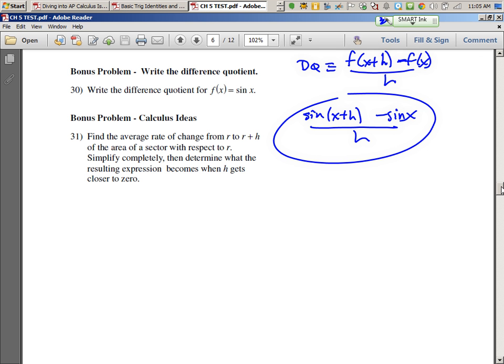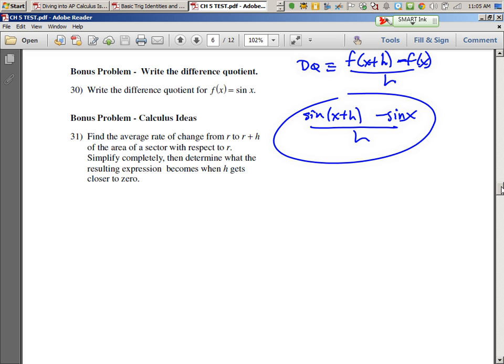Okay? So now if you want to try finding the average rate of change from r to r plus h, that's a little bit harder. Okay, and Amar, you did a great job with this problem. See? He already knows that, I told him. So, the average rate of change from r to r plus h of the area of a sector with respect to r.